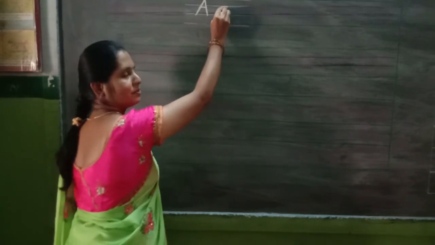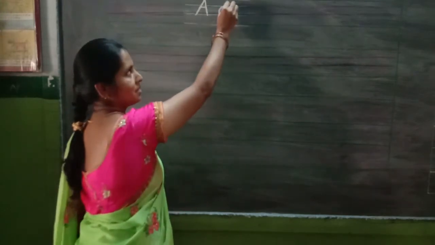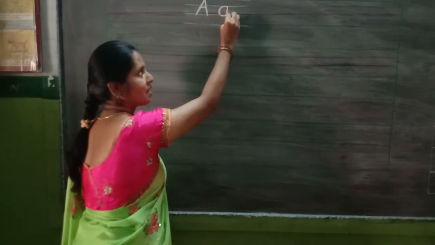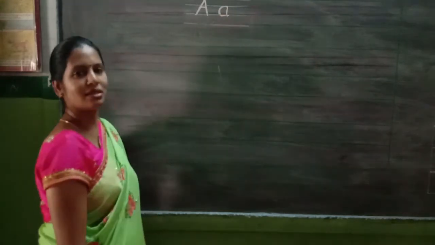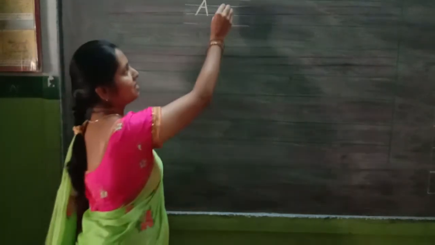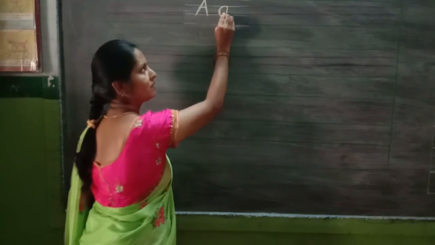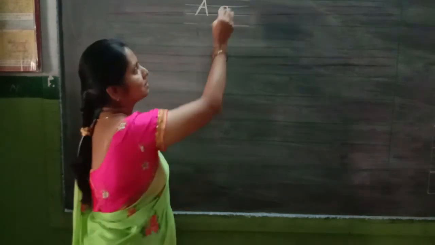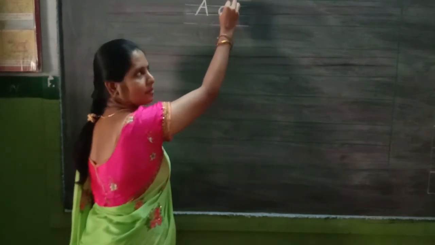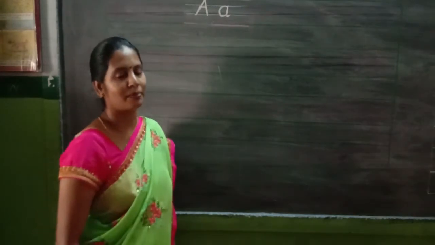Put it round, and from here put a standing line. Stop. Okay, this is your baby letter A. Once again, put a curve, small curve, and go up, come down. This is your baby letter A.